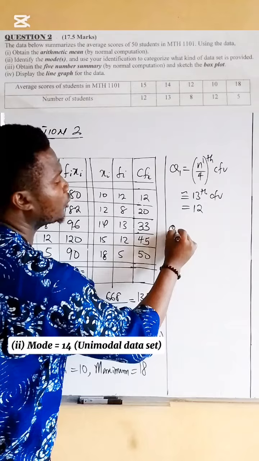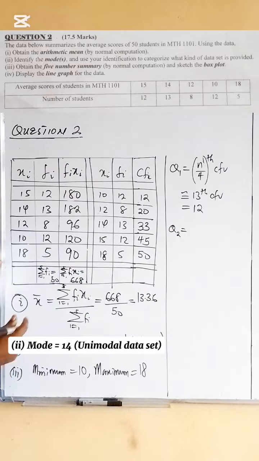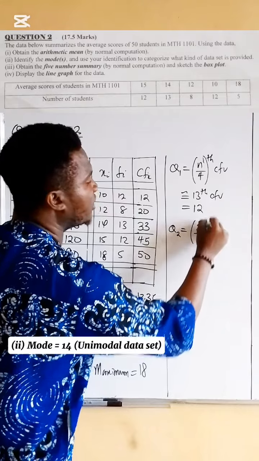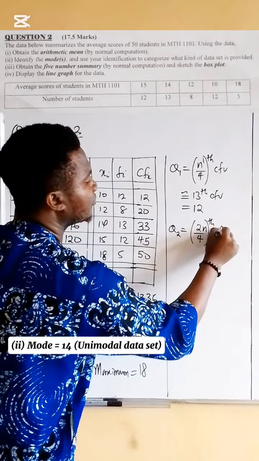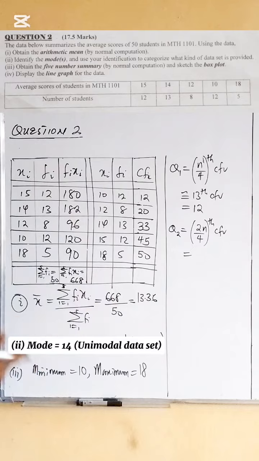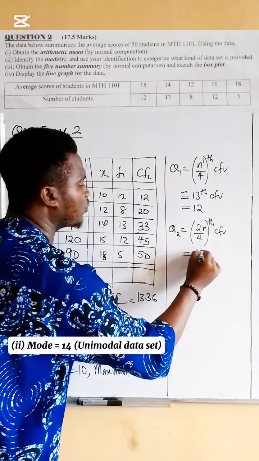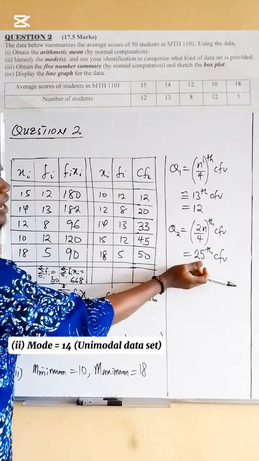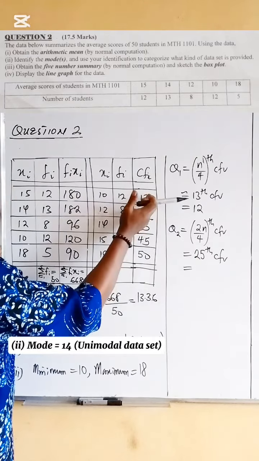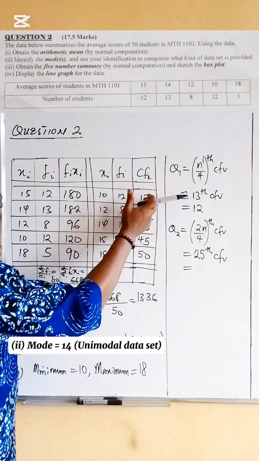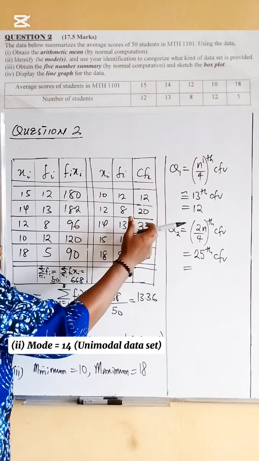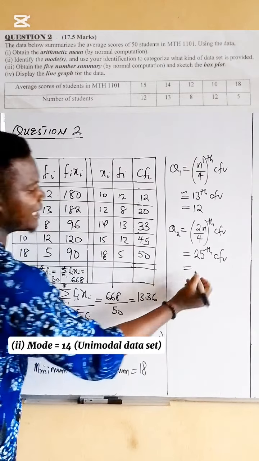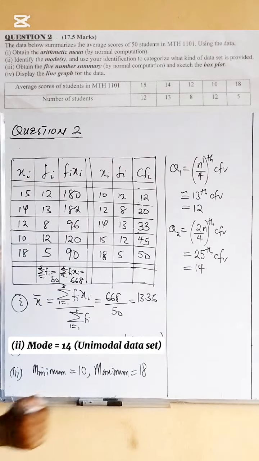Now comes Q2, which is your median. Your median is your Q2, and it will be the 2n over 4th cumulative frequency value. That is more or less 1 over 2 times n, which is 25. So we are looking for the 25th cumulative frequency value. Once you get 25 here, this is not your median. You would come over here. 25 is greater than 12, greater than 20, but not greater than 33. Trace from 33 down to the xi column, it will give you 14. And that tells you that your median is 14.